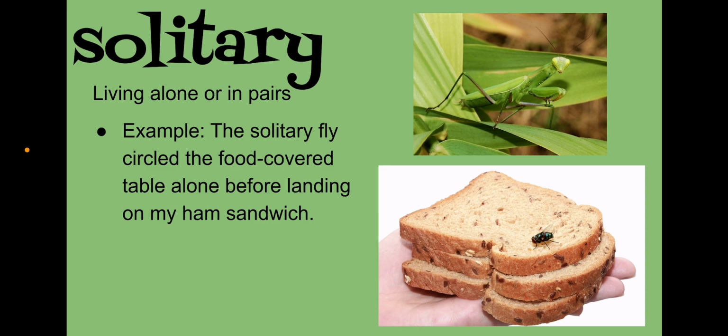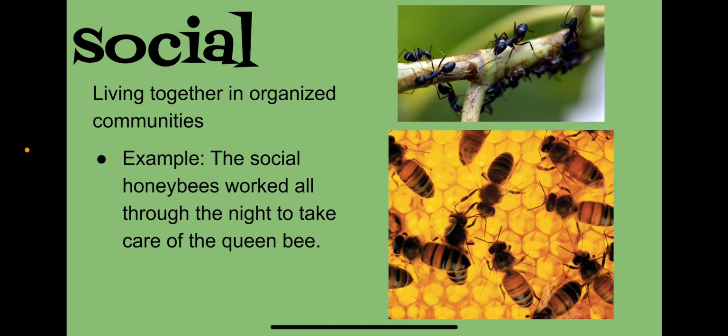So an example of that word was solitary. It means living alone or in pairs. An example is: a solitary fly circled the food-covered table alone before landing on the ham sandwich. And then social is kind of the opposite, or the antonym, living together in organized communities. The example is: social honeybees worked through the night to take care of the queen bee. So they're working together as opposed to being alone.